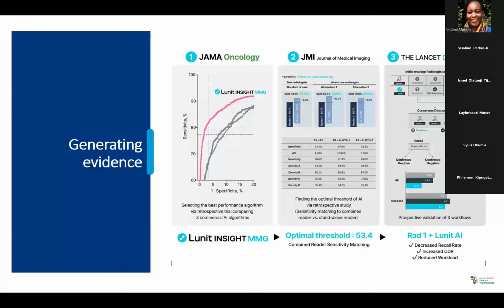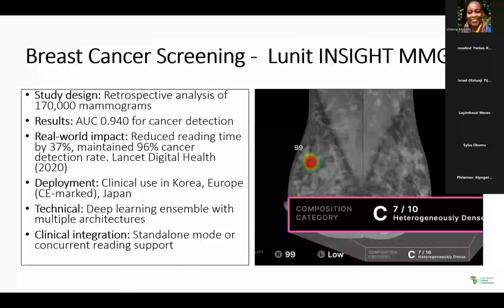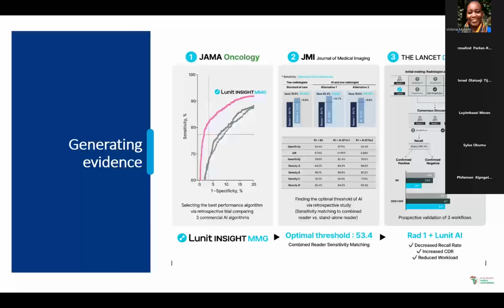So this tool, Lunit, is now being used in Korea, in Sweden, in Japan, and in the UK, because they managed to produce all this evidence and show all of these results.